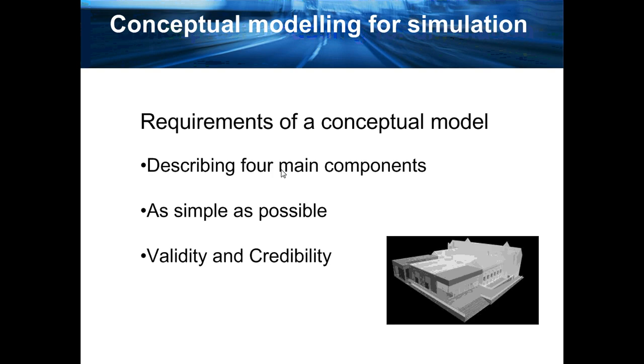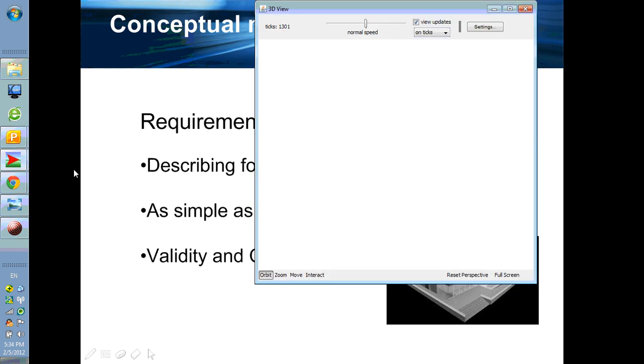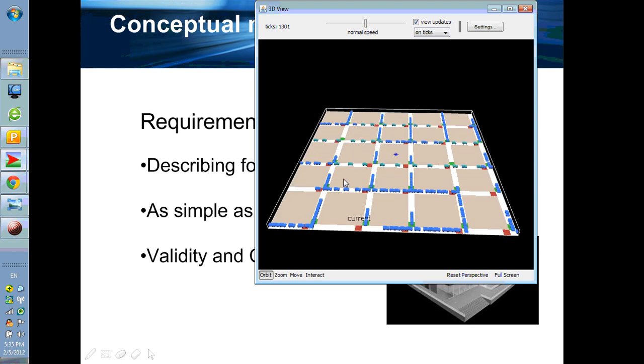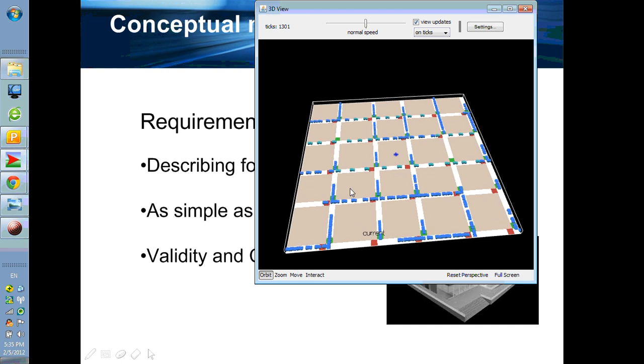There are three requirements of the conceptual model. The first one is describing four main components. It means that in the model you have to have the four main components: the objective, the input, the output, and the model content, as I showed in that traffic model. And the second requirement is that it has to be as simple as possible. So as you can see in the traffic model, there are no people walking on the street, no emergency cars, no accidents on the street.